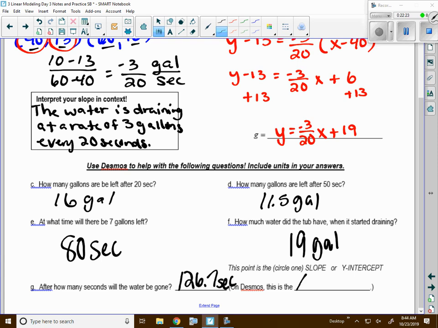Okay, and it was the x-intercept that we looked for. It said slope or x. So that was for the previous question. But on Desmos, that answer that we just got, the 126, was the x-intercept. It's the x-intercept.